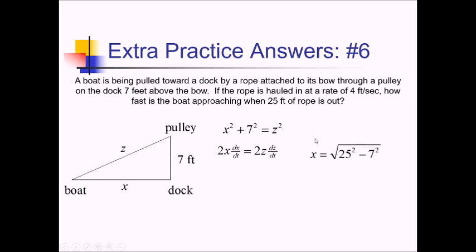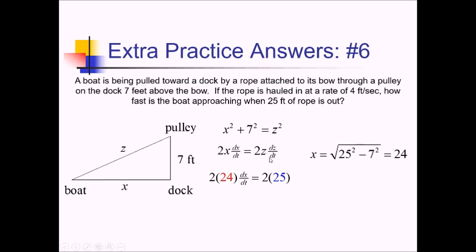And then if I take the square root of 25 squared minus 7 squared, I'm going to get my x value, which is just going to end up being 24, because this is a 7, 24, 25 triangle. But you could certainly do that on the calculator. So I can write 2 times 24 times dx over dt equals, and now this is going to be 2 times 25 for the length of the rope.